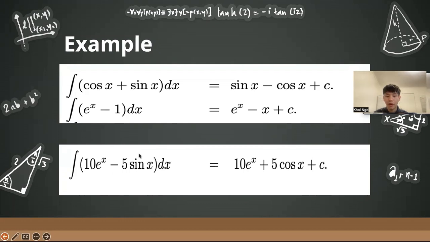And the antiderivative of sine x is minus cos x, and minus becomes a plus sign, so that's why we have plus 5 cos x and plus c at the end.